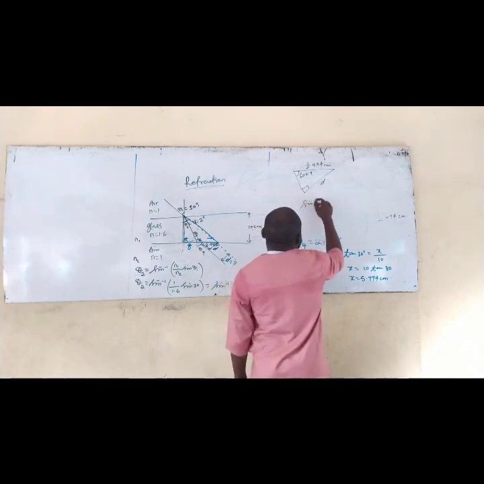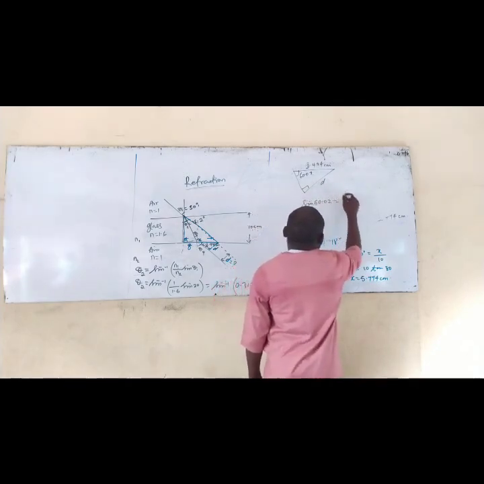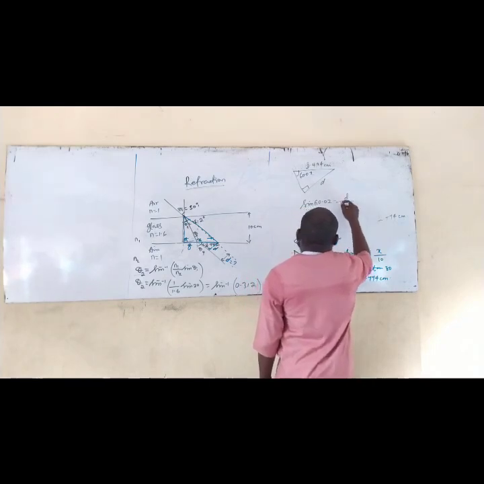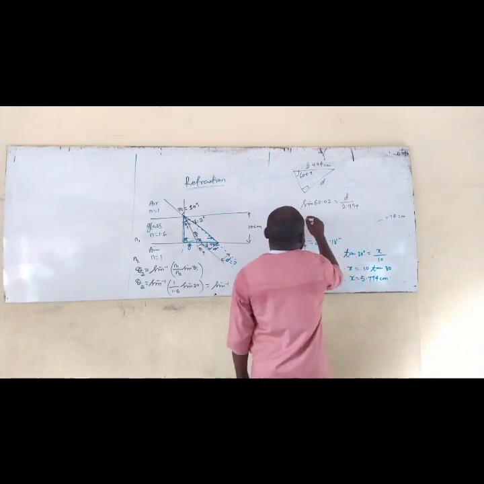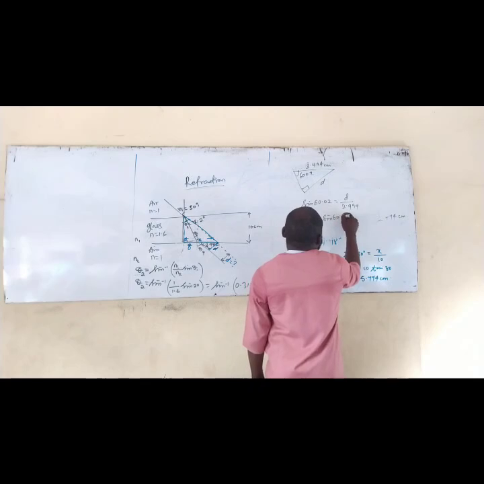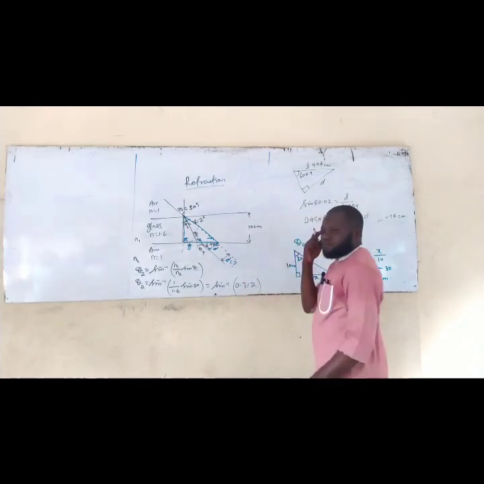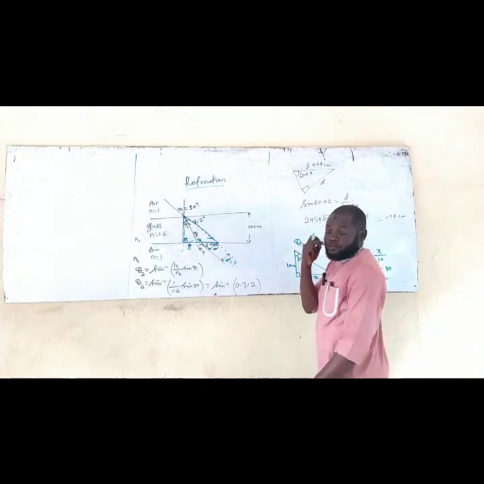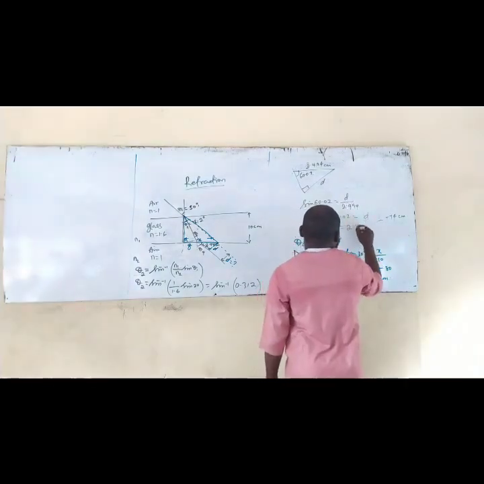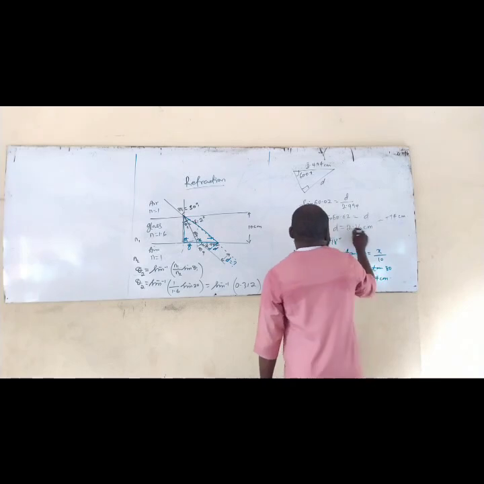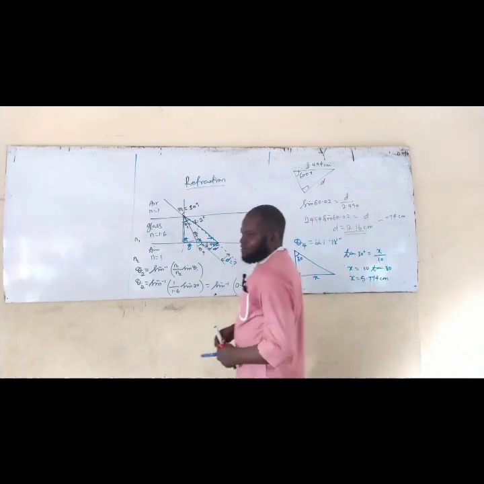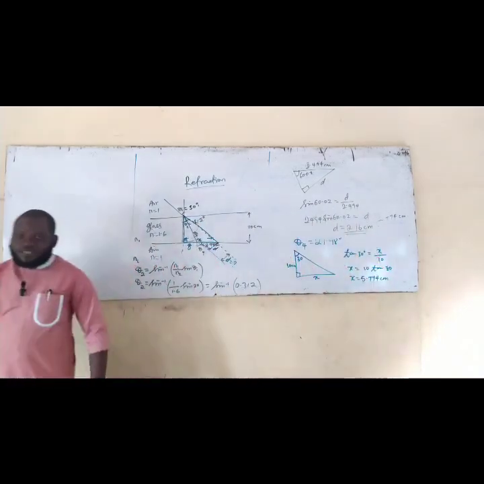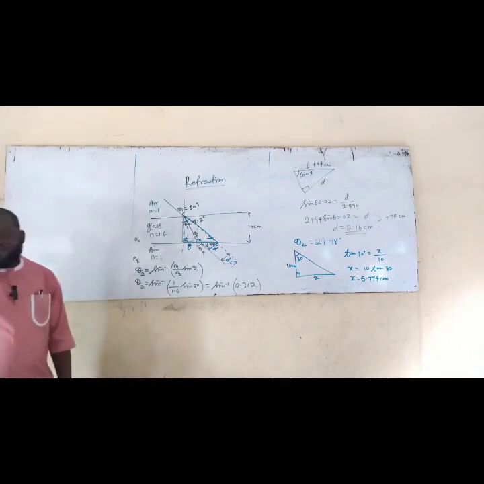So we can say what? The sine of 60.02 is opposite over hypotenuse, which is 2.494. So when you cross multiply, 2.494 sine of 60.02 will give us D. So what's the answer? We have 2.16 centimeter. So that will be our result. Have you seen the distance D now?